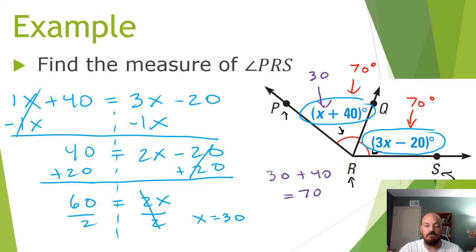And you can figure that out by plugging x in there too, but you don't need to. If you plug in 30 for x, 3 times 30 is 90. 90 minus 20 is 70. But you didn't need to do that. You already knew they were equal. So if they're both 70, then by adding them up, basically, you get 70 plus 70 is 140. So the final answer to the question, which you remember, was angle PRS. That's the whole thing. It's not each little one. The final answer to the question is 140 degrees.